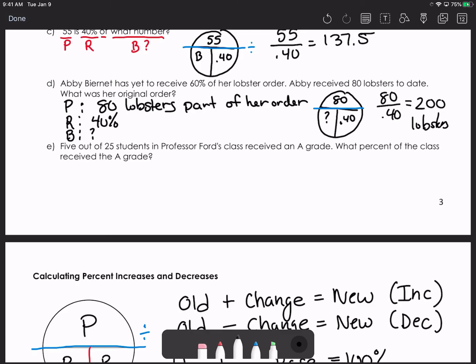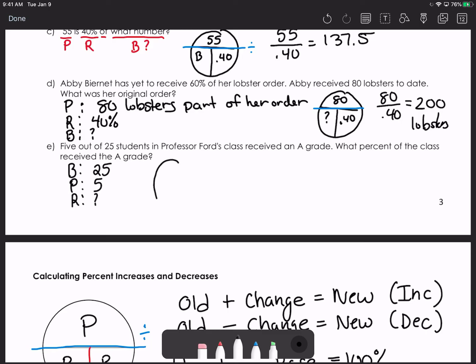Okay, the last example says 5 out of 25 students in Professor Ford's class received an A. What percent of the class received an A? So the base is the entire amount, the 100%. That's our 25 students in the class. The portion is the 5, that's part of the class that received the A. And we're looking for the percentage, that's the rate.